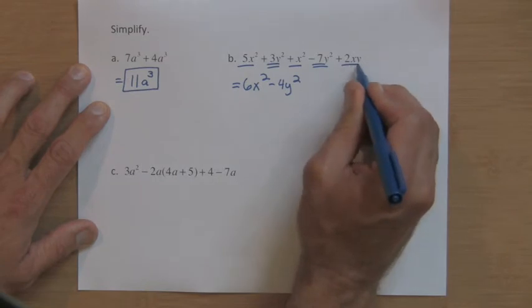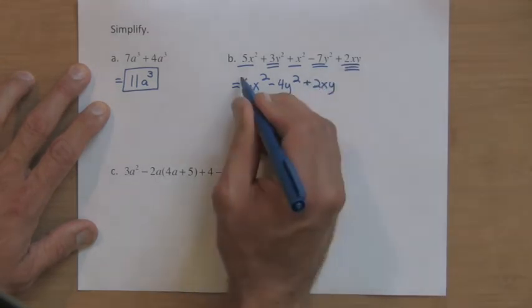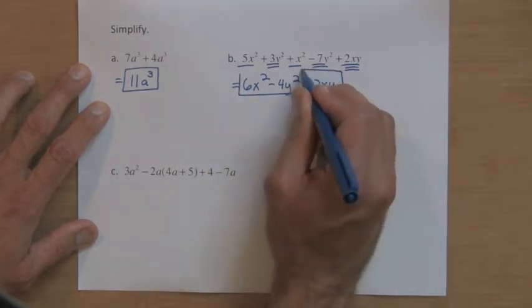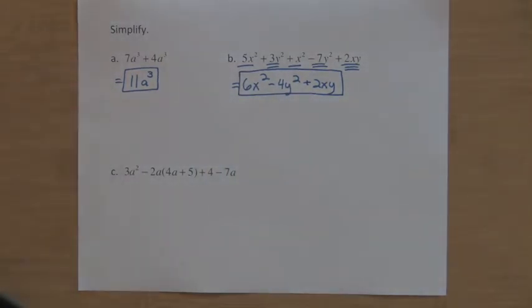And the last term is an xy term. There's no other xy terms, so it doesn't combine. Remember, when you're adding or subtracting, you only add or subtract more of the same or less of the same. They don't change term. So those 3 cannot be added or subtracted. That's the simplest form. Last one, there's some multiplying going on.